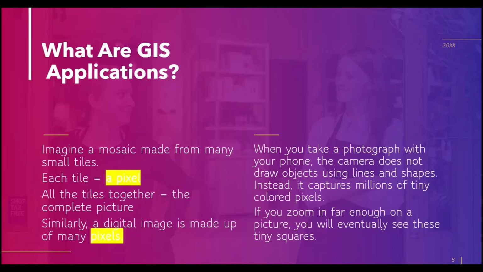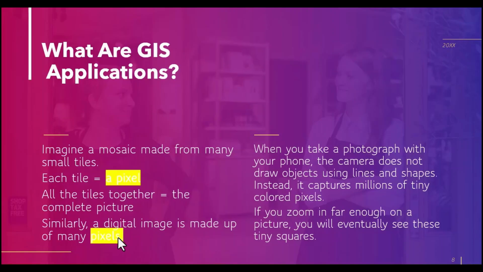Imagine a mosaic made from many small tiles. Each tile is equal to a pixel. All the tiles together are equal to the complete picture. Similarly, a digital image is made up of many pixels.